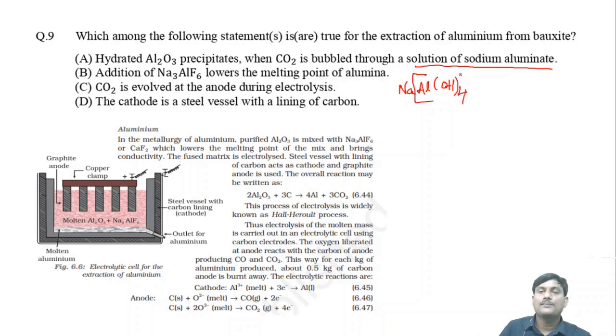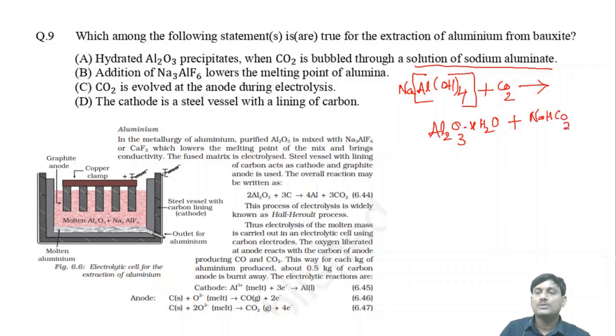Okay, this is a solution of sodium aluminate. When CO2 is bubbled through sodium aluminate, there is a formation of Al2O3·xH2O and sodium bicarbonate, NaHCO3. So this one is correct. There is a formation of hydrated Al2O3. And addition of Na3AlF6 lowers the melting point of alumina.